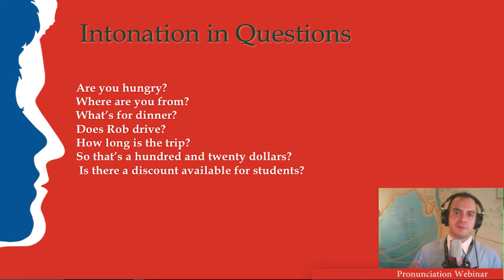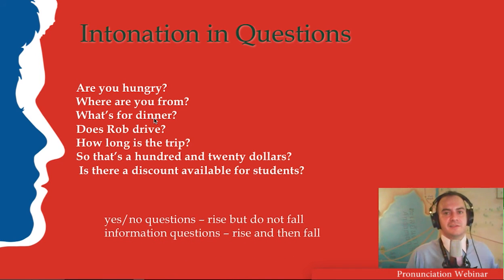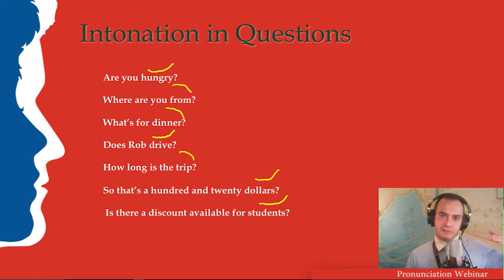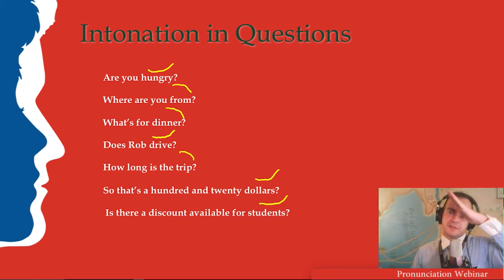So that's $120. Is there a discount available for students? What's the difference between the way I stress intonation for the yes-no questions and the information questions? Well, you can see the stress rises for the yes-no, and it doesn't fall. For the information questions, the stress builds up, rising through the question, but it falls at the end. So, yeah, are you hungry? Where are you from? It would be kind of weird if you said, what's your name, right?